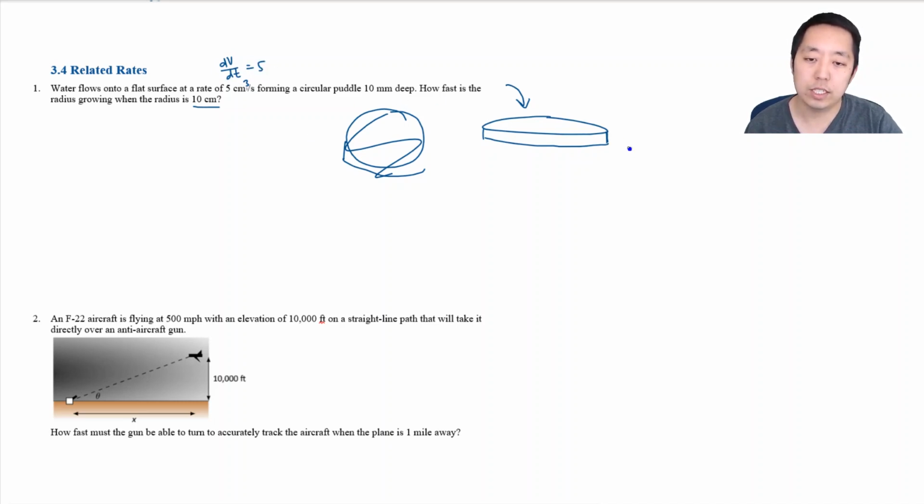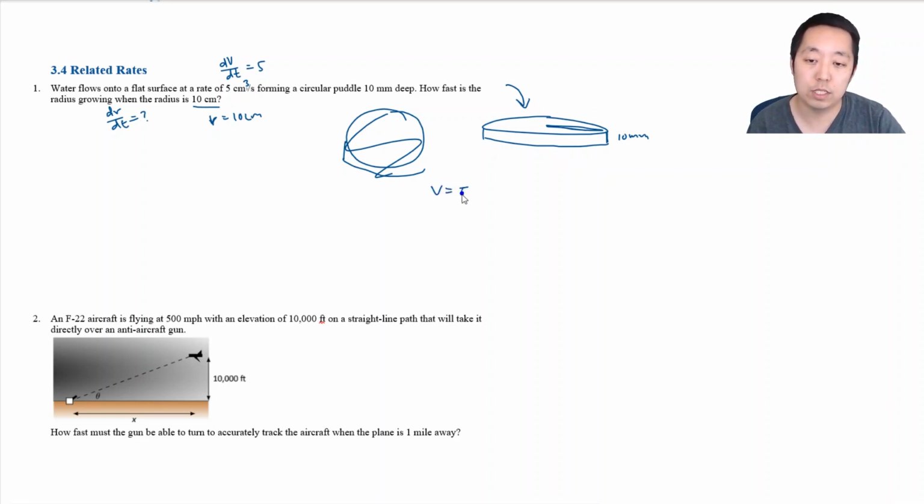And this is just telling us the height is 10 millimeters. And they're asking you how fast the radius is growing. They're asking you dr/dt is equal to what when the radius equals 10 centimeters. So what I need to do is come up with an equation that relates the radius and the volume. Okay, and then what I think about is the volume of this cylinder is how all of these variables are related. So what is the volume of the cylinder?